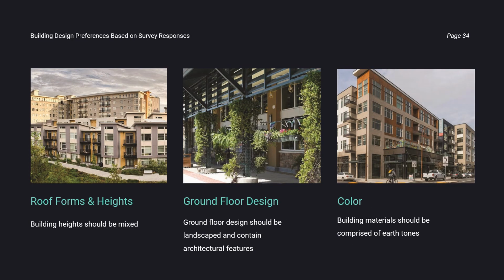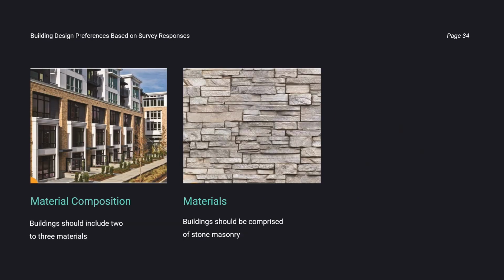Respondents to surveys indicated that building heights should be mixed, ground floor design should be landscaped and contain architectural features, and building materials should be comprised of earth tone colors. Preferences included that buildings should include 2 to 3 materials, and buildings should be comprised of stone masonry.